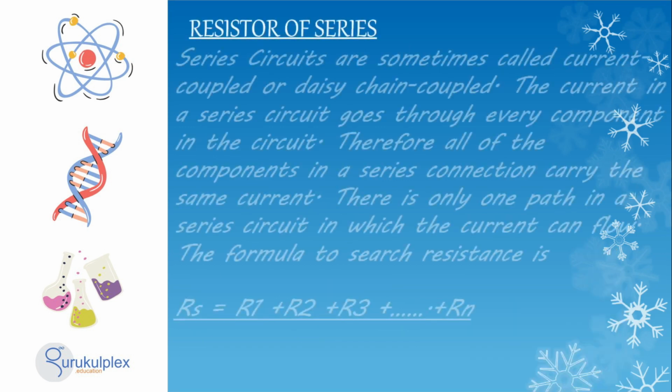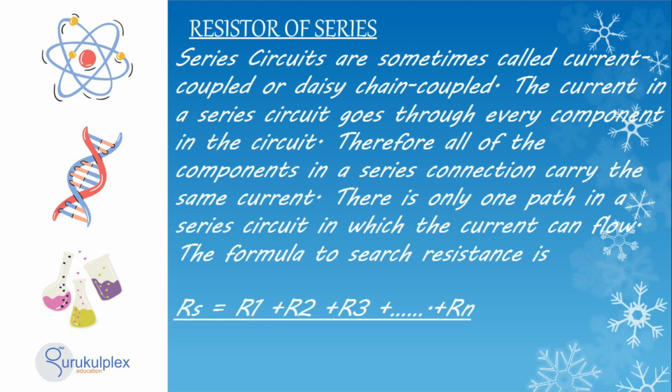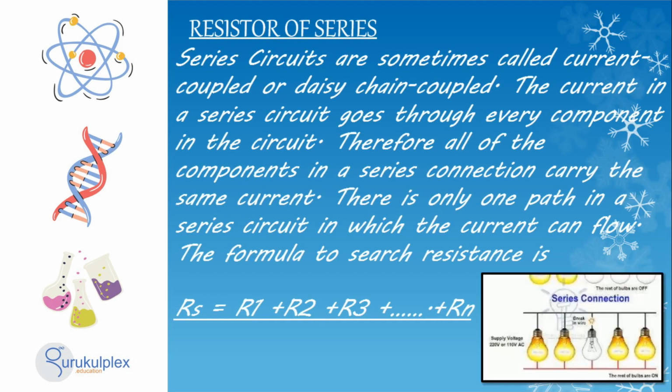I will discuss resistors in series circuits. These are sometimes referred to as current-coupled or daisy-chain coupled. All components in a series connection carry the same current because there is only one path for the current to flow. To calculate the total resistance in a series circuit, the formula Rs equals R1 plus R2 plus R3 plus Rn is used. Resistors in series circuits are significant in controlling the flow of current in an electronic or electrical system.